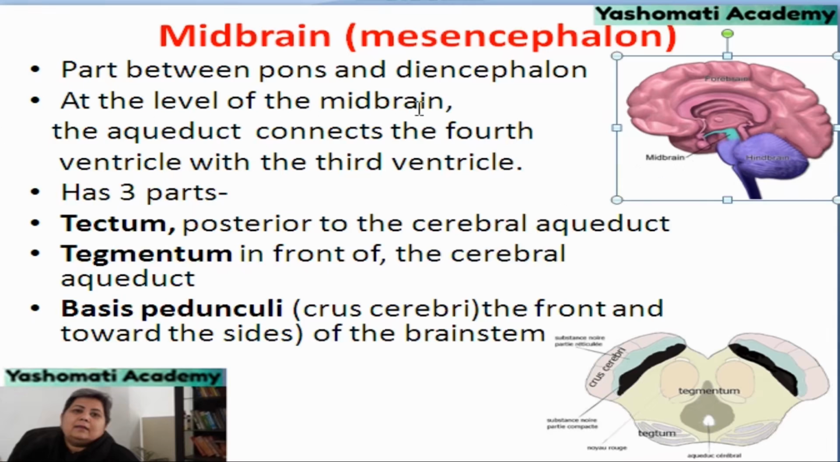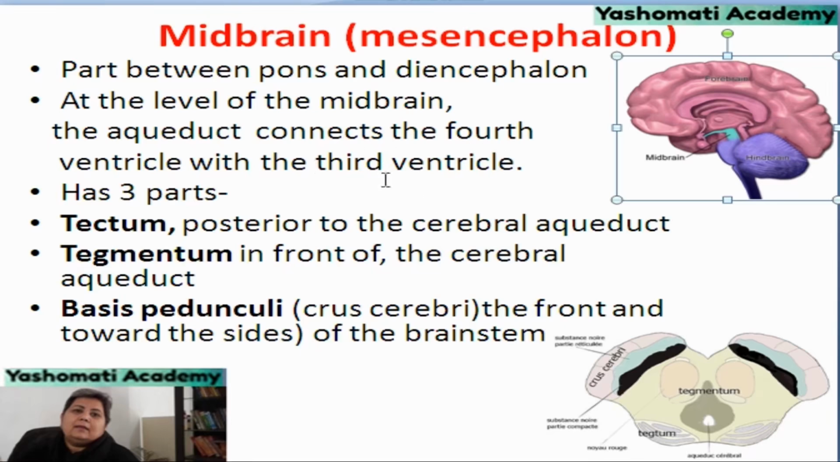At the level of the midbrain, the aqueduct connects the fourth ventricle with the third ventricle. In the previous video we tried to understand what the ventricles are. Ventricles are the spaces which are present inside the brain. There are four ventricles present in the brain, and these ventricles are connected to each other by what are called aqueducts.